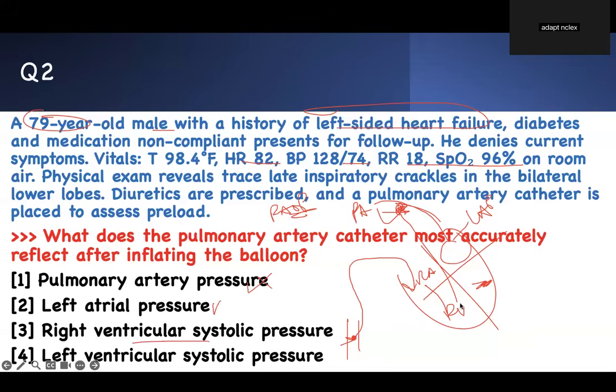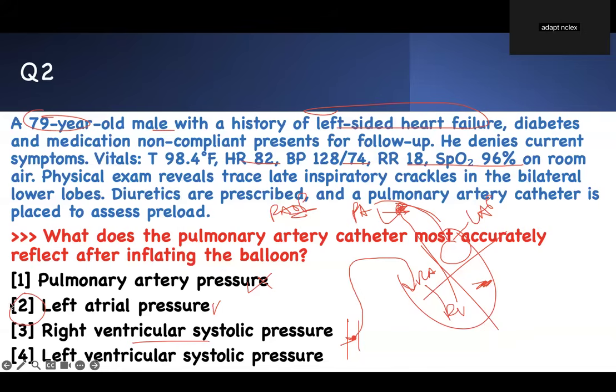Right ventricular systolic pressure, it deals with what? The pressure in the right ventricle has to push against. So it depends on pulmonary artery pressure and how the pressure is regenerating in the right ventricle to push blood into the pulmonary artery. Left ventricular systolic pressure is the pressure in the aorta that the left ventricle has to push against. Therefore, 2 is the right answer.